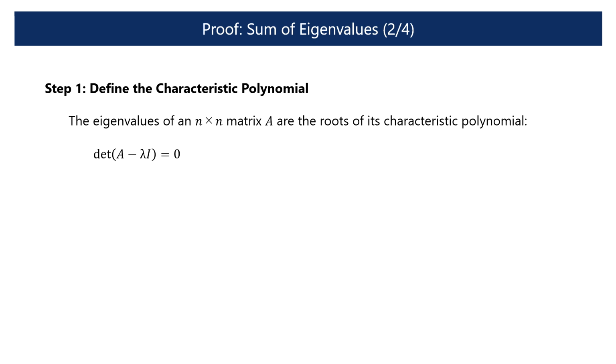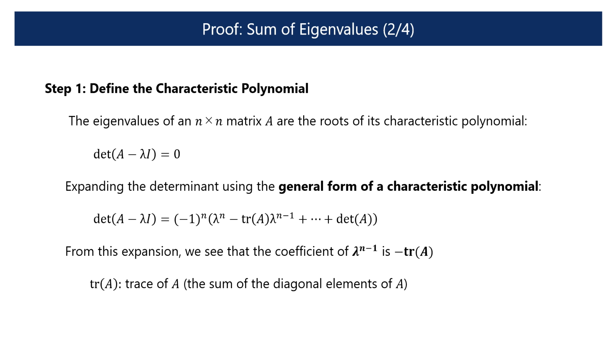First, define the characteristic polynomial. The eigenvalues of an n by n matrix A are the roots of its characteristic polynomial, which is defined as this equation. Expanding the determinant using the general form of a characteristic polynomial, we obtain this equation. From this expansion, we see that the coefficient of lambda to the power of n minus 1 is minus trace of A, where trace of A is the sum of the diagonal elements of A.